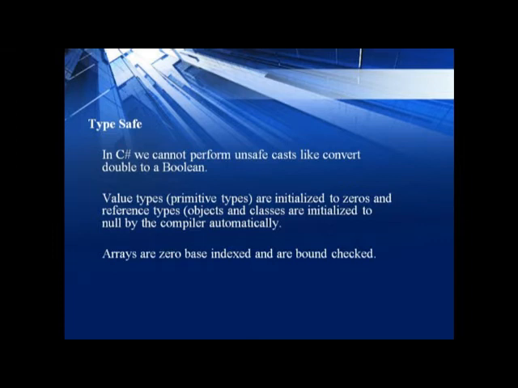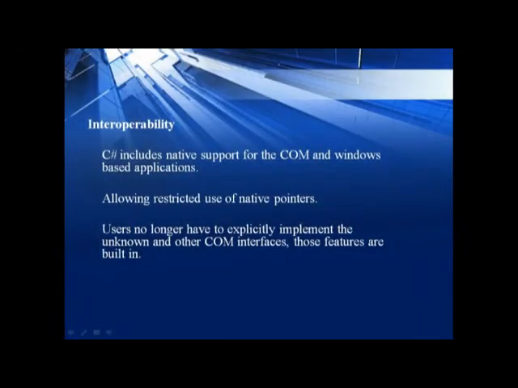C# is type safe. In C#, we cannot perform unsafe casts like convert double into Boolean. Value types are initialized to zeros, and reference types and classes are initialized to null by the compiler automatically. Arrays are 0-based indexed and bound checked. Overflow types can be checked.